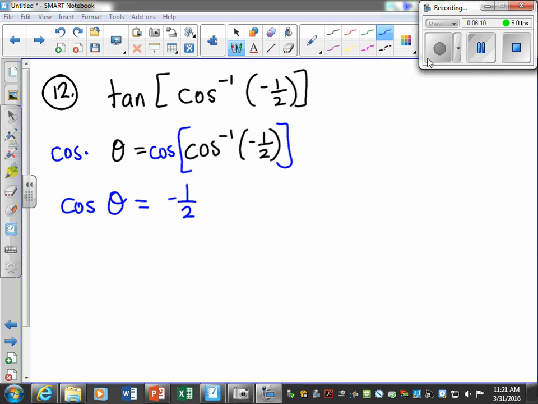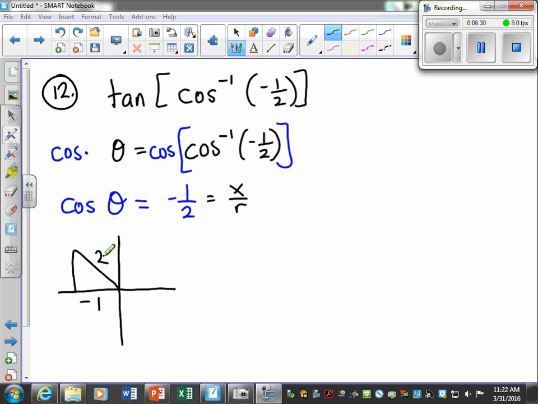Okay, the first thing is that we're just going to use our property to find cosine of theta equals negative 1/2. So that means cosine's up here in the top half. This is a negative value, so we're over here in quadrant 2. X is negative 1. Radius is 2.